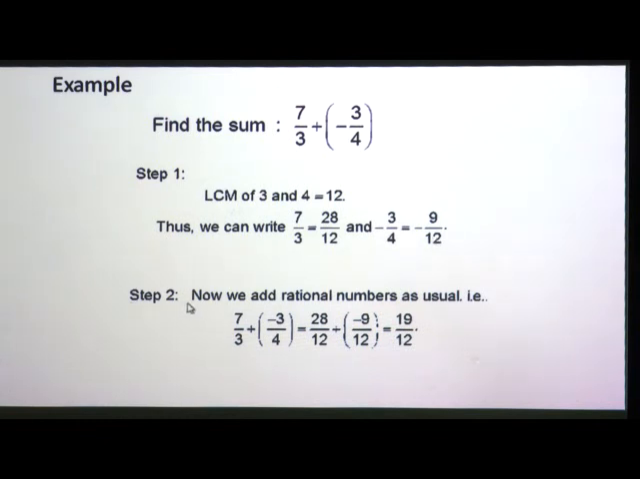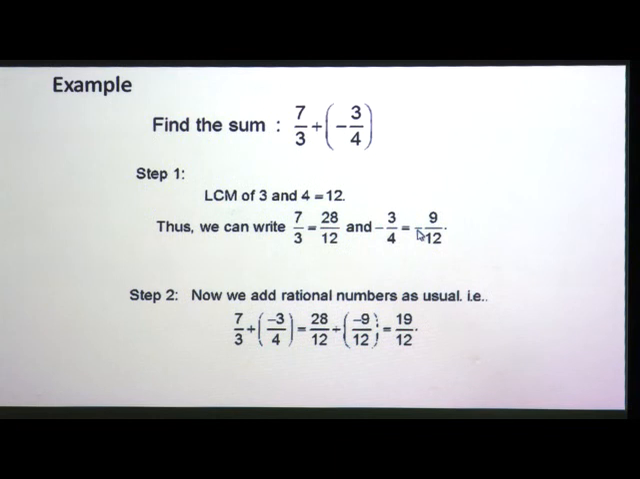So, what will be the second step? Now, we add the rational numbers as usual. So, you know, 7 upon 3 plus inside the bracket minus 3 upon 4. What will be the operation here? Yes, you are right, subtraction. In the place of 7 upon 3, what will we write? 28 upon 12, plus into minus is minus, and in the place of minus 3 upon 4, we will write minus 9 upon 12.